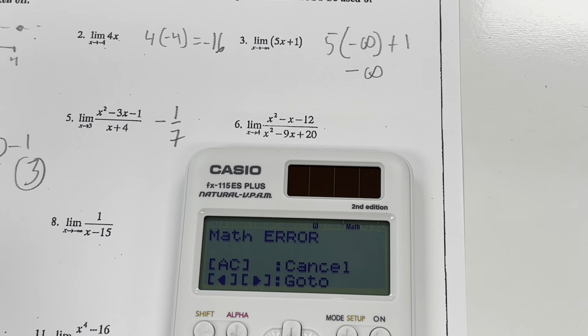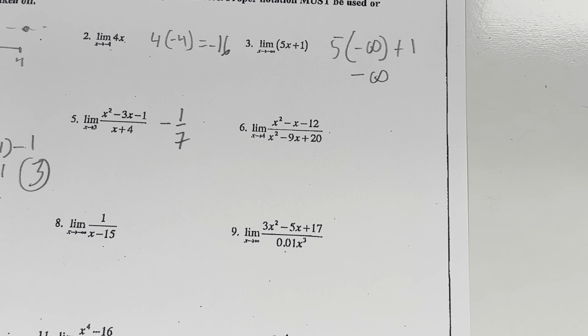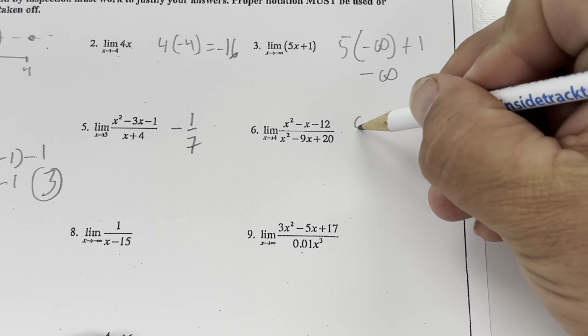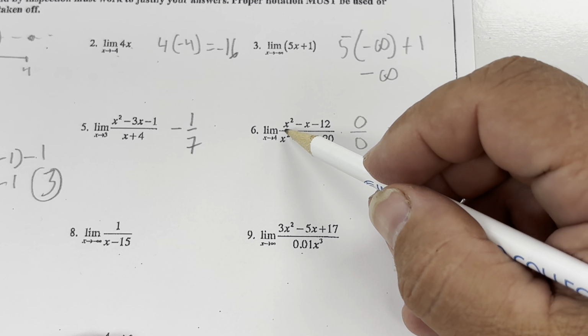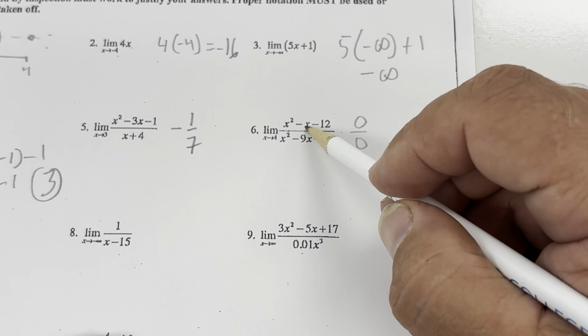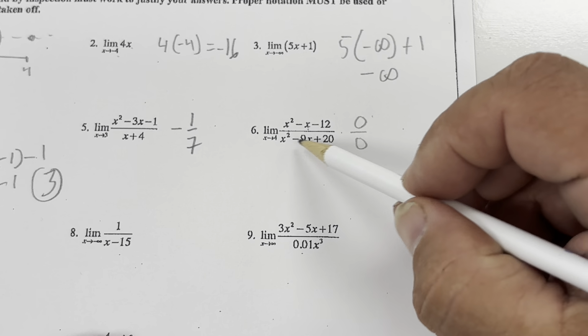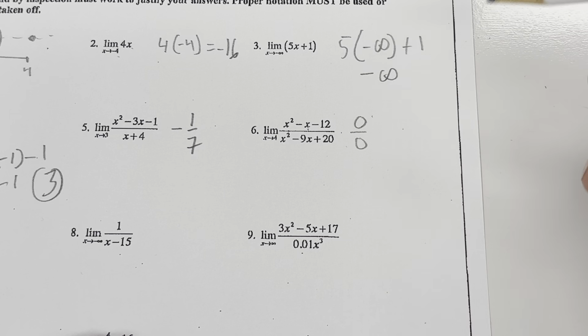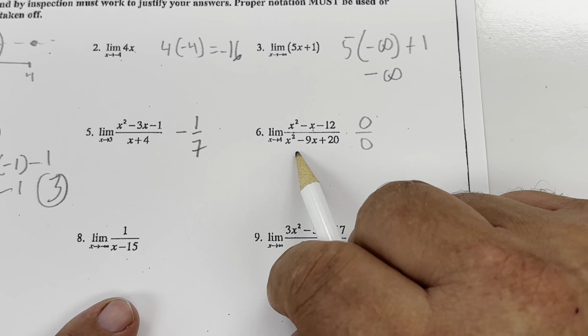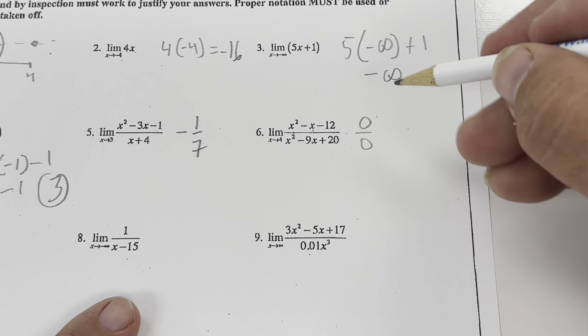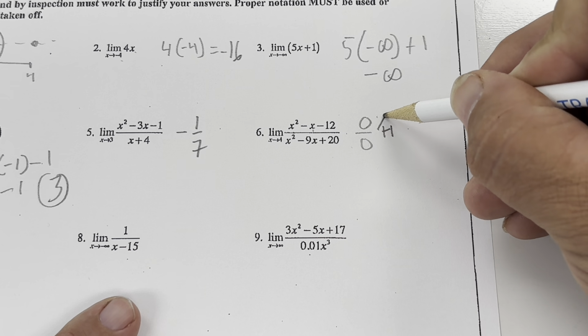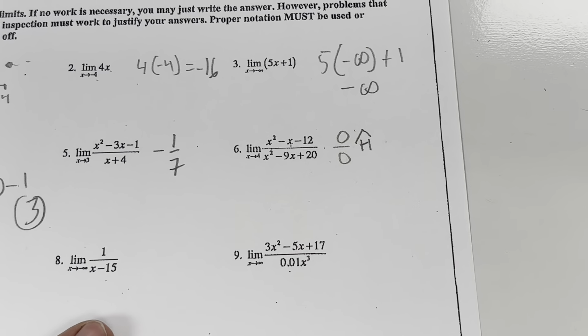Uh-oh. So that means we're probably going to get 0 over 0. So if we plug in 4 on the top, that would be 16 minus 4 minus 12. That's 0. And then we do it on the bottom, we get 0 over 0. So you can factor the top and factor the bottom, or you can do this thing called L'Hopital's rule, or H hat. So take the derivative of the top.